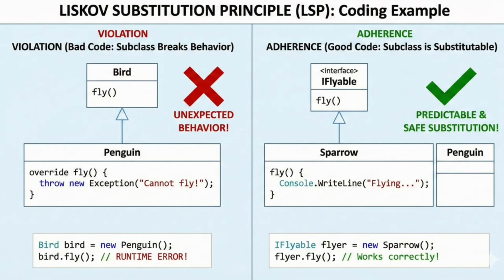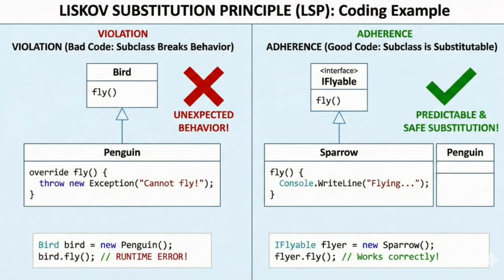LSP done correctly. Now look at the correct design. We define a clear and stable Notification interface or base class with a method like sendMessage. Every notification type, EmailNotification, SMSNotification, PushNotification, and WhatsAppNotification, follows the same contract, same expectations, and same logical behavior. They don't surprise the system. They don't break functionality. They respect the rules defined by the parent.